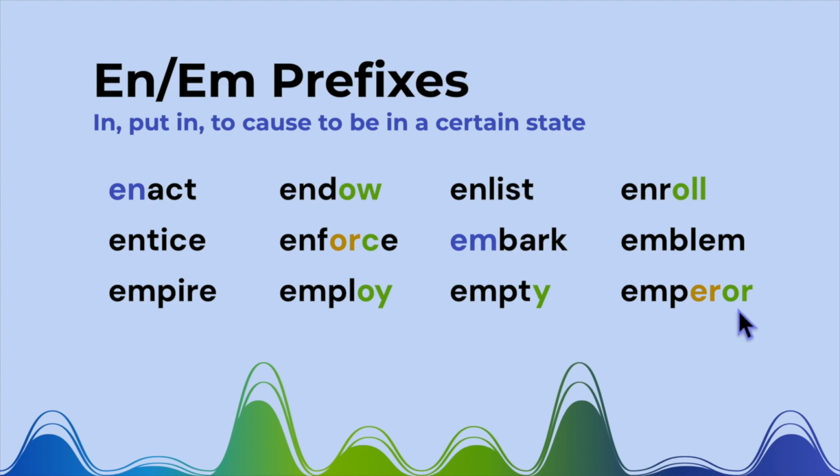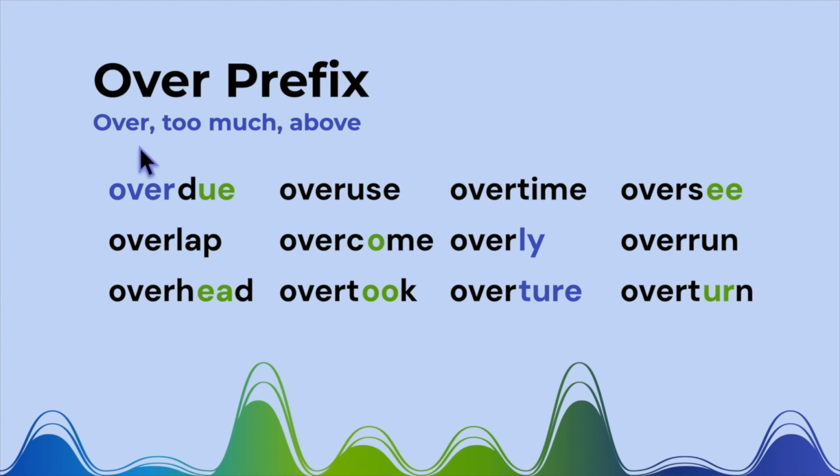Notice that both of these syllables sound the same because OR at the end of a word usually sounds more like er instead of or. The prefix over means over, too much, or above something. UE has a long U sound, so this root is due, so overdue. If you have a bill that is overdue, it is past due. You haven't paid it on time. Overuse means to use something too much. Overtime. Oversee. The double E has a long E sound.